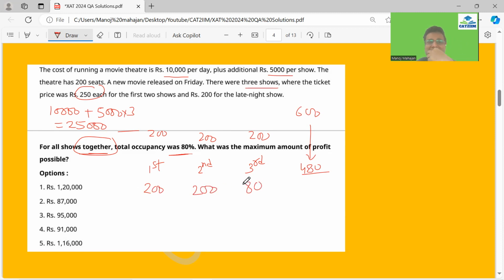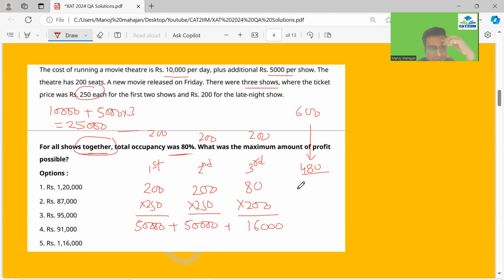So what I'll do is this is completely occupied 200, this completely occupied 200, and from here I can look forward to just 80. Why did I keep the first and second completely occupied? Because the price is more. So when you do this, 250 multiplied over here, 250 multiplied over here, and 200 multiplied over here, right? So this is how much if I calculate? 50,000. This also how much? 50,000. This is how much? Just 16,000, right? So if you look over here in total, we are going to have 1,16,000, right? So 25,000 we have to subtract from here. That was the cost involved. So the profit we have is 91,000.